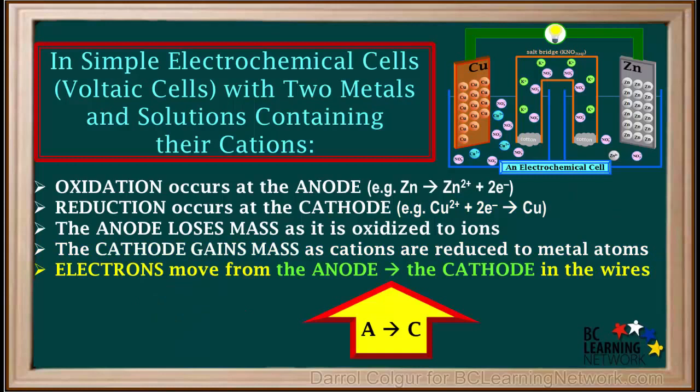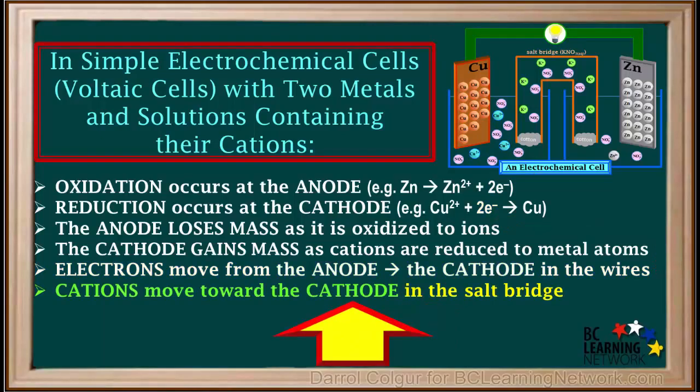Electrons move from the anode to the cathode in the wires, from A to C. This makes sense because electrons are lost by the anode and gained by cations at the cathode. Cations move toward the cathode in the salt bridge. Both words start with cat, cations and cathode. This makes sense because cations are produced at the anode and used up at the cathode.